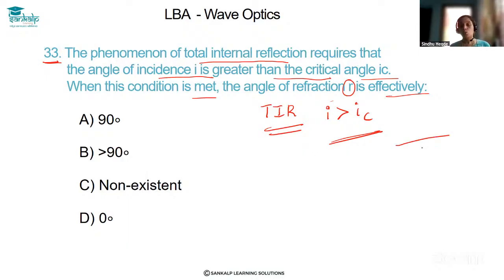So no ray of light gets passed through this boundary. Hence, when i is greater than ic, total internal reflection takes place, but no light passes through the boundary. Hence, no angle of refraction exists. So the correct option is option C. Angle of refraction r effectively does not exist here. So the correct option is option C.